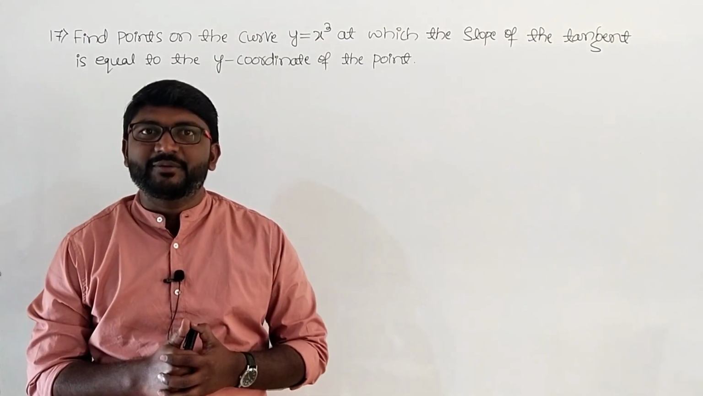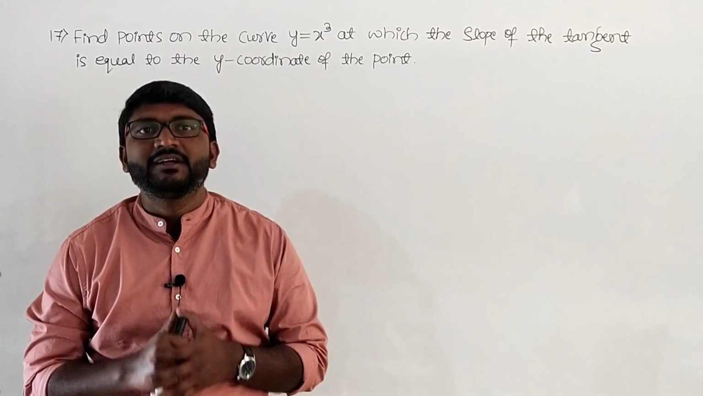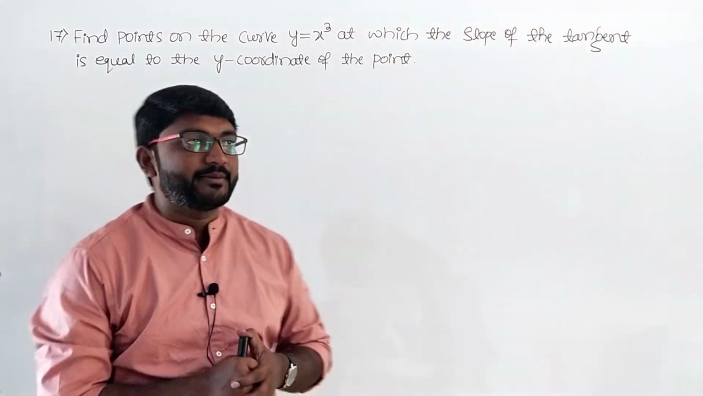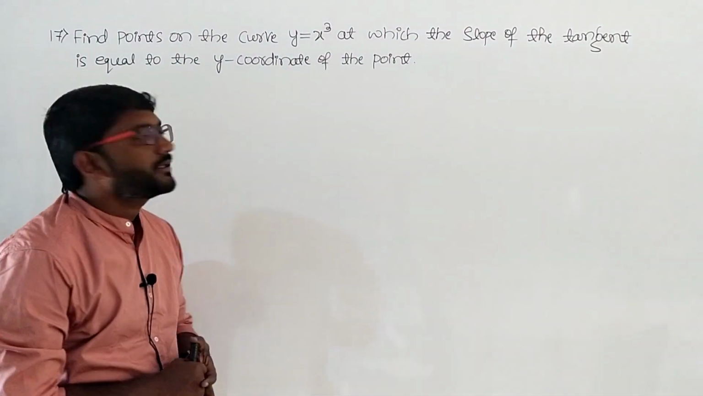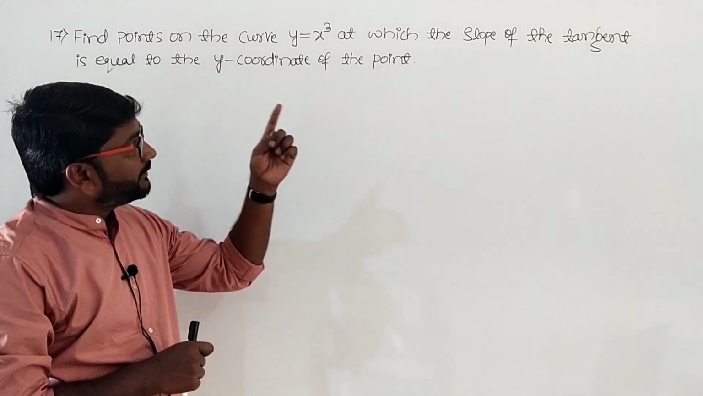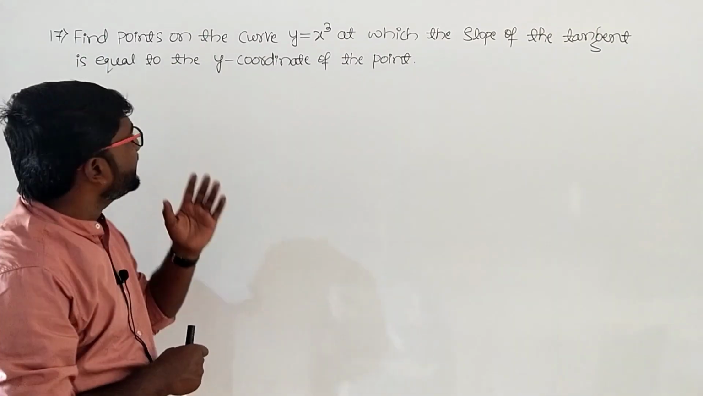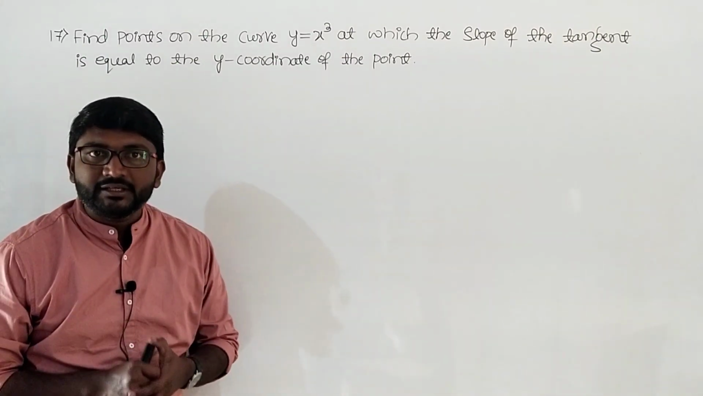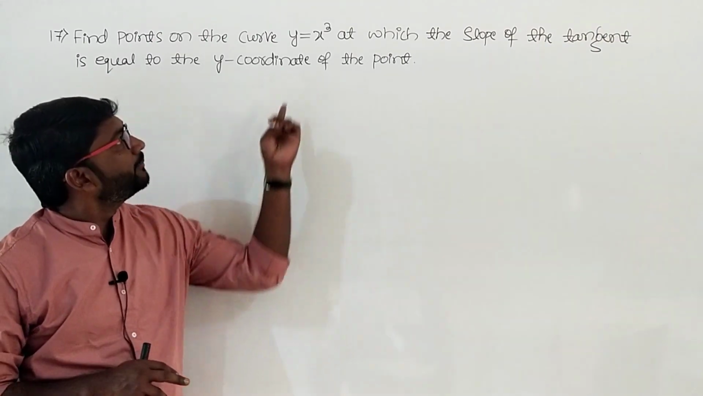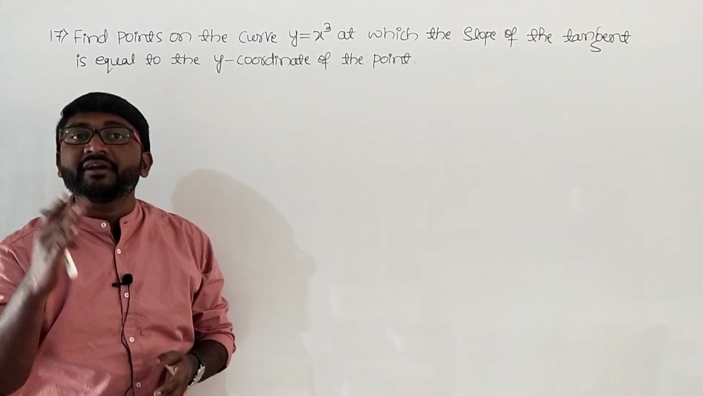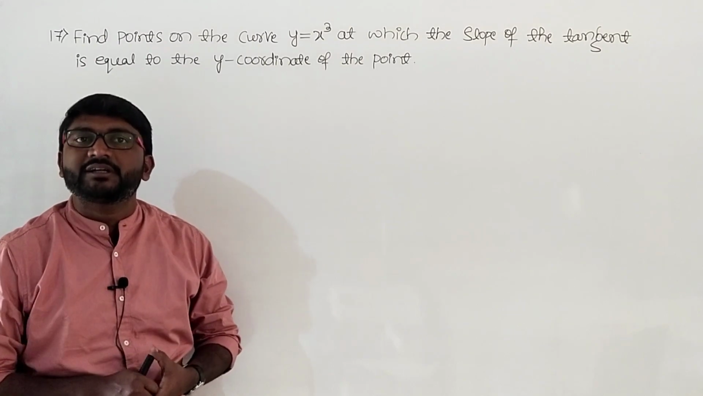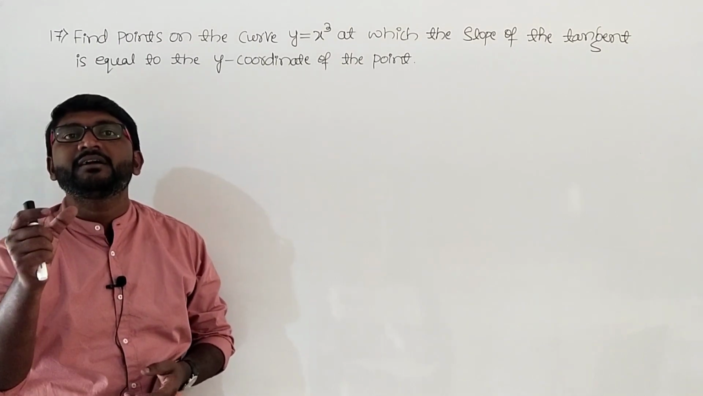So in the last class we have solved up to the 16th question. Let us continue with the 17th one now. Find points on the curve y equal to x cube at which the slope of the tangent is equal to the y coordinate of the point. So here we have to find a point on this curve and the point is unknown. So here I am going to consider the point as h comma k.